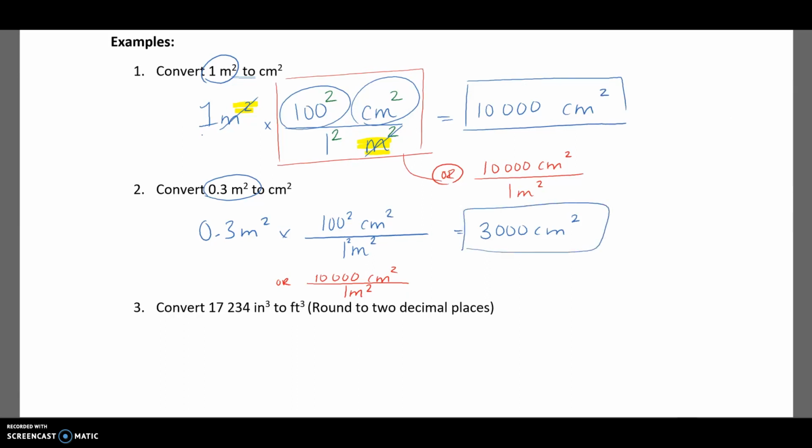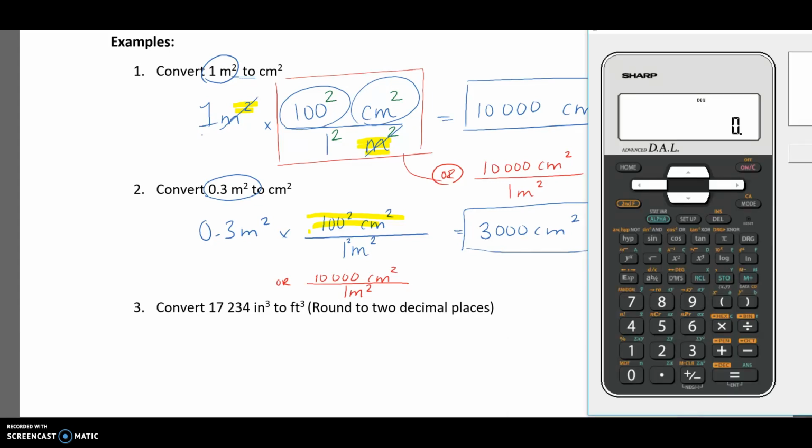Let's take a look at how you can put this into your calculator without having to convert that 100 squared into the 10,000 value. On your calculator, to put it in this way, you could put 0.3, we're multiplying, so times 100, and then just remember to use your squared button. We're dividing by 1 squared, which is just 1, so you don't have to enter that into your calculator, equals 3,000.